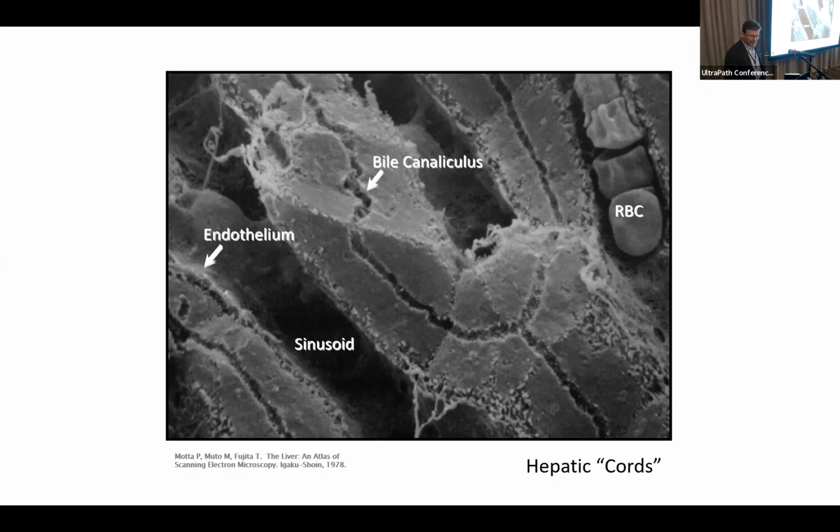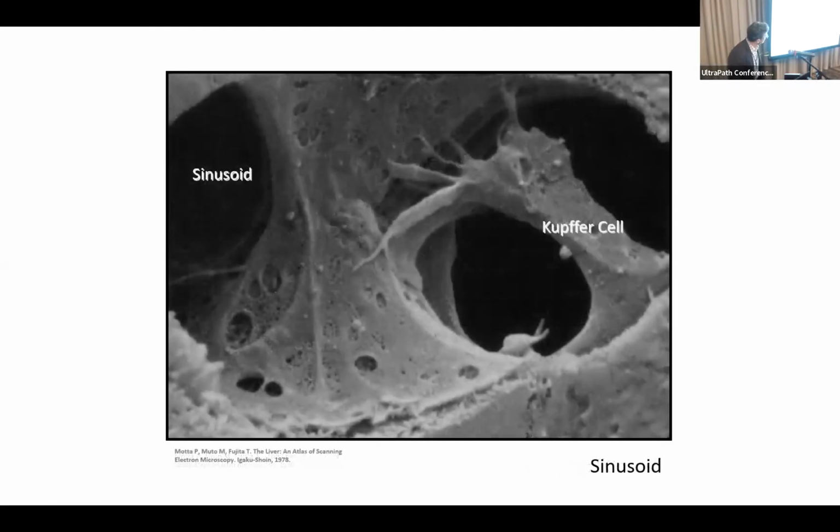So here you can see the bile canaliculi, which are the channels between hepatocytes. We have a red blood cell in a sinusoid over here. Here's another sinusoid that's mostly empty. There's the endothelial lining of the sinusoid, and right in between is the space of Disse.